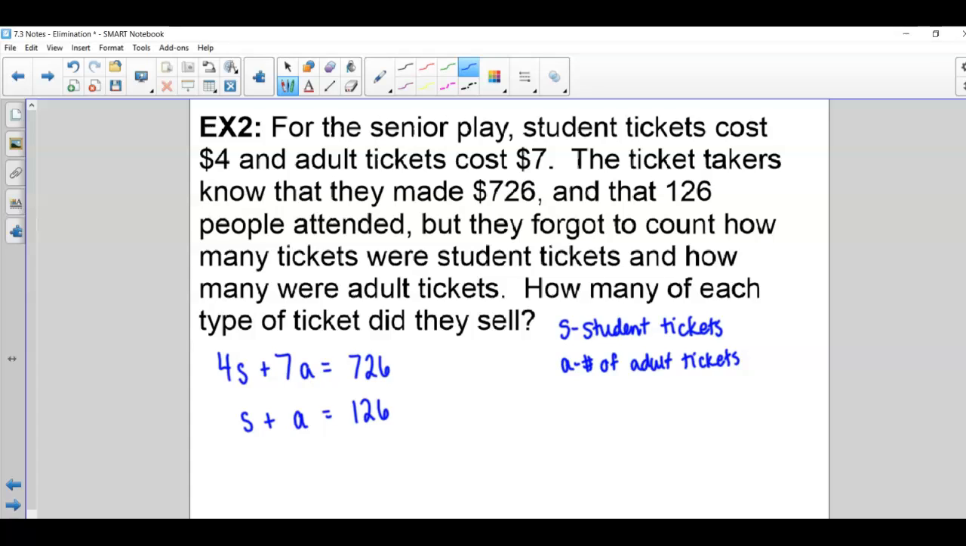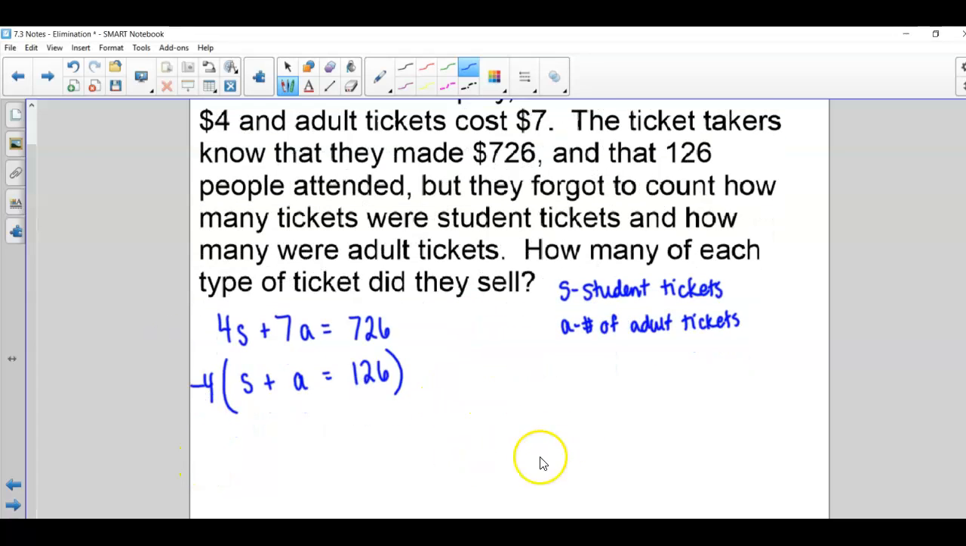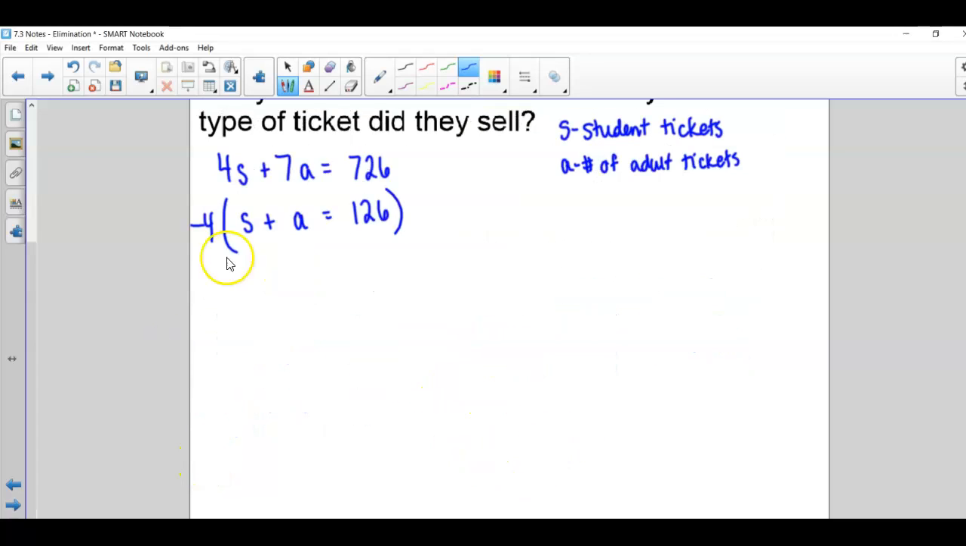Okay, so this gives us a problem that's pretty easy to solve using elimination. Riley, which one do you want to get rid of first, the S or the A? Okay, and so what would we need to multiply that bottom equation by so we could get rid of the S? -4. So we're going to multiply that bottom equation by -4. It's going to give us, let's see, top equation stays the same. I'm going to rewrite it.